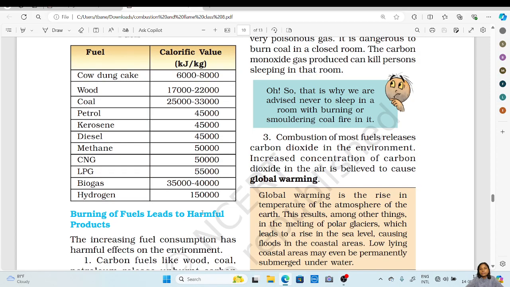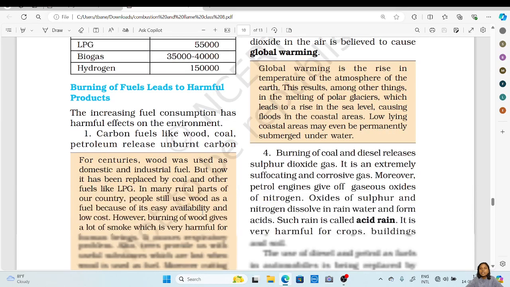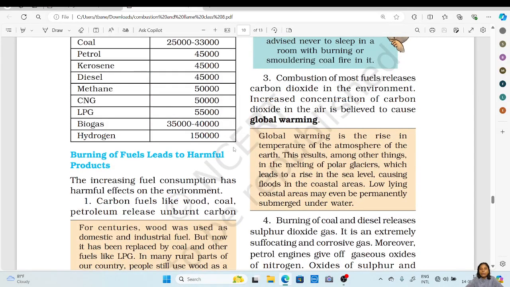Now next is carbon dioxide in the environment. Increased concentration of carbon dioxide in air is believed to cause global warming. Now, when you burn a lot of fuels, it will eventually increase carbon dioxide levels in the environment, and these carbon dioxide levels increase the global warming.